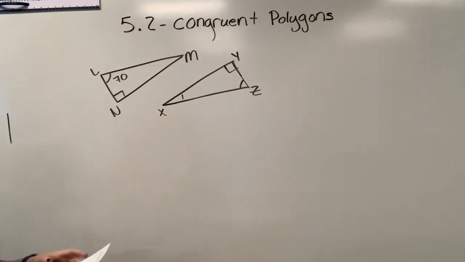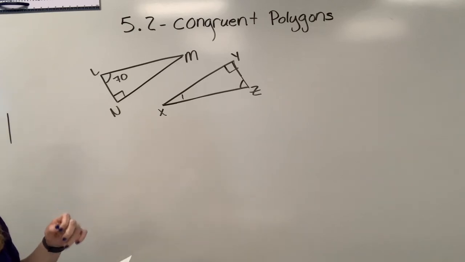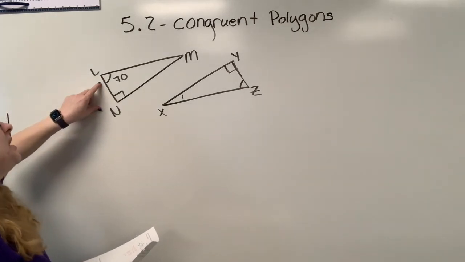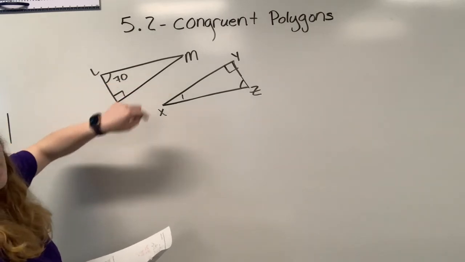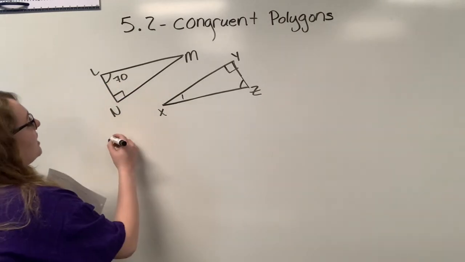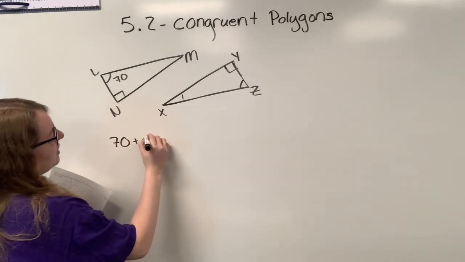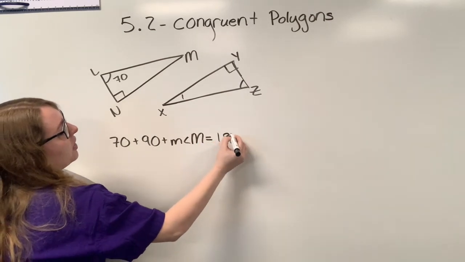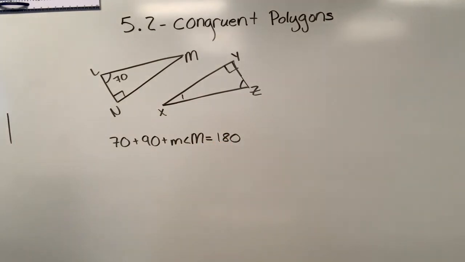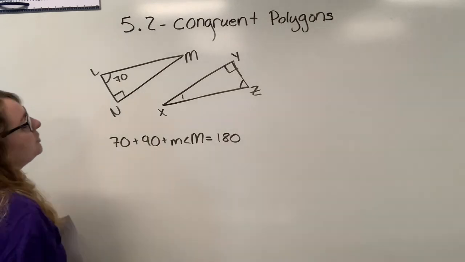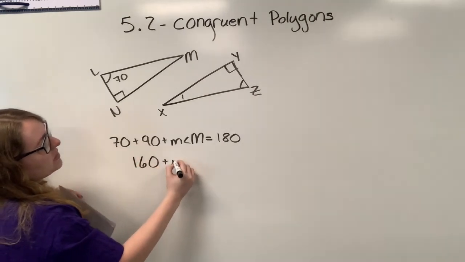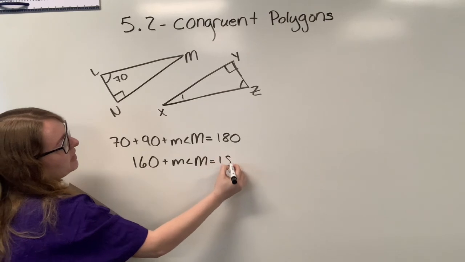Okay, so what we're going to do is use the triangle sum theorem and add all the angles together to find the missing angle. So we are going to use this triangle because we know that angle L is 70, we know that angle N is 90, and we want to find angle M. So we are going to say 70 plus 90 plus whatever the measure of angle M is equal to 180. Okay, so we are going to combine our like terms here. 70 plus 90 is going to give me 160, plus the measure of angle M is equal to 180.